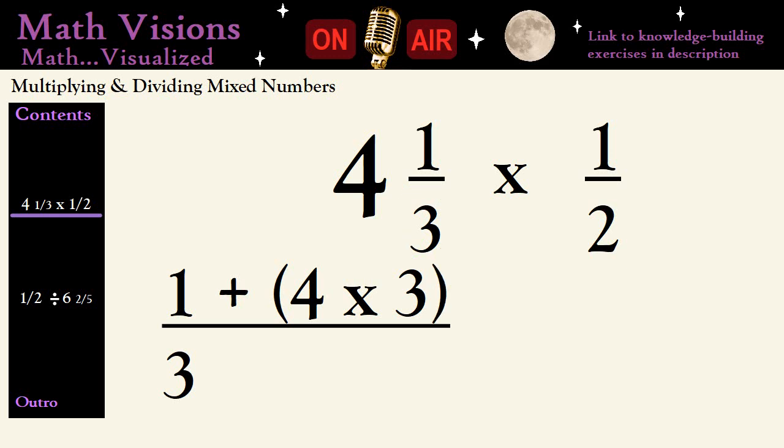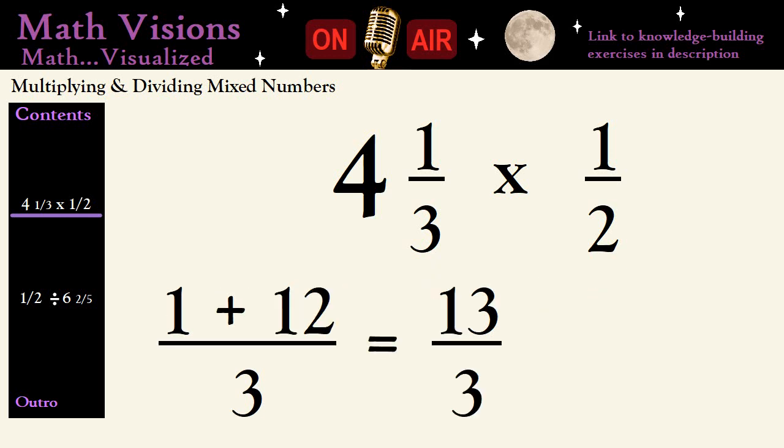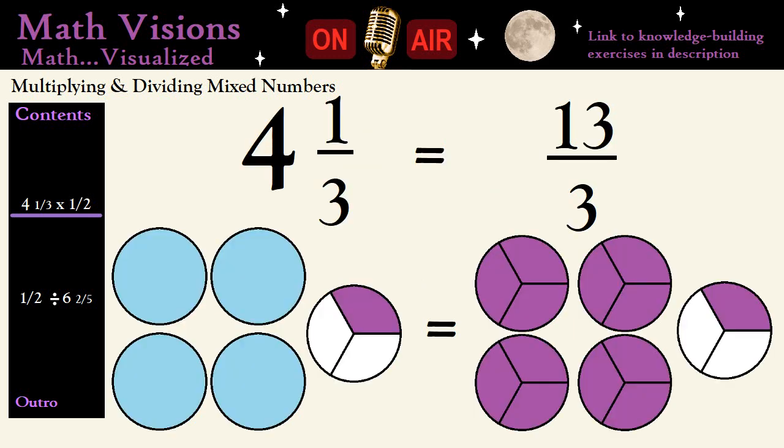This means we add our 1 with the result of the big number times the denominator, 4 times 3, in the parentheses, and write this over our denominator, 3. So, we'll rewrite this as 1 plus 12, the result of 4 times 3, over 3, our original denominator. This simplifies to 13 over 3. If you notice, we've just cut up the same amount of shaded area into a different amount of pieces.